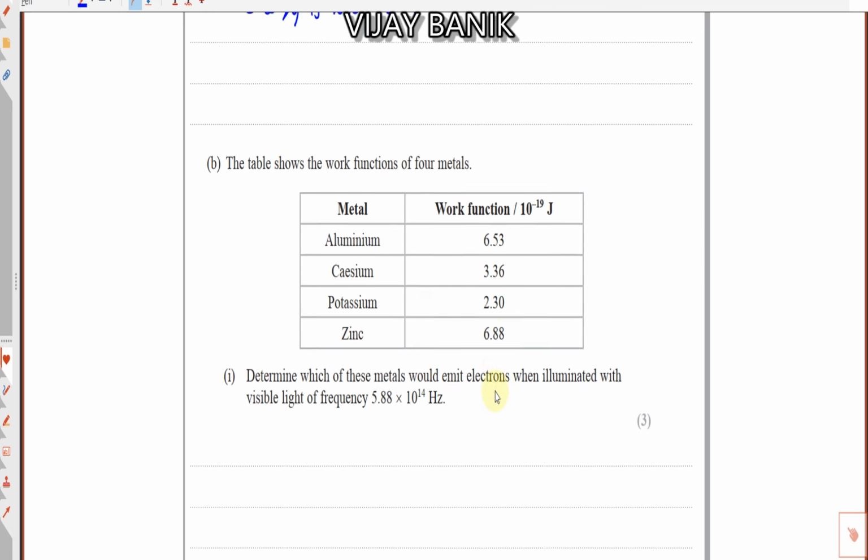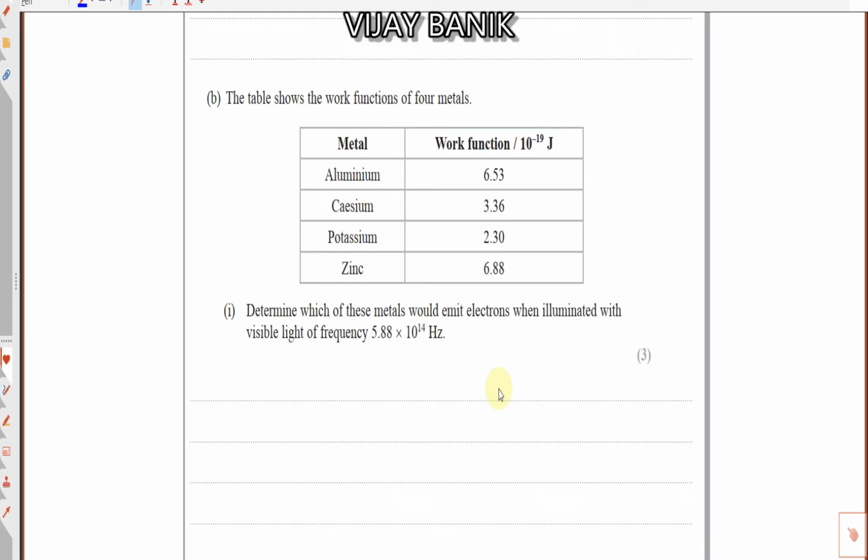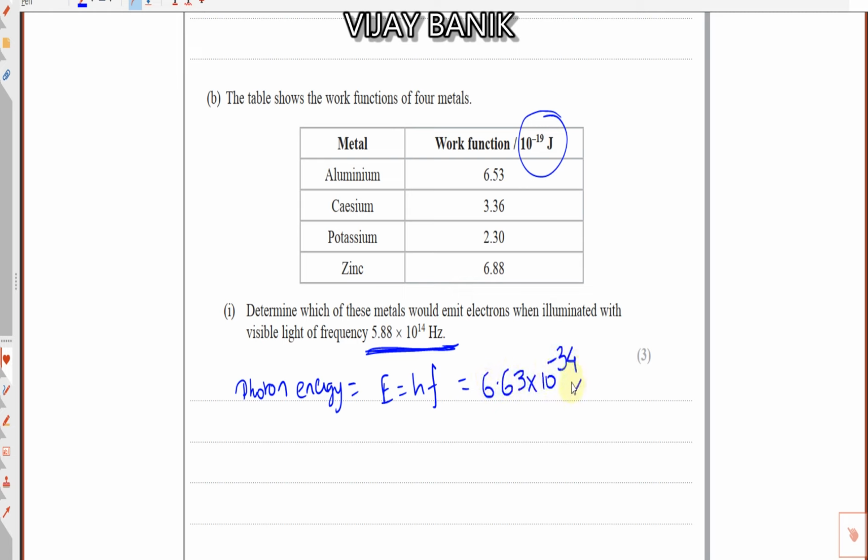Very important line. Okay, now they give you aluminum, cesium, potassium and zinc's work function. You can see zinc has the highest work function. Okay, now it is 10 raised to minus 19 joules. Determine which of these metals would emit an electron when illuminated with a visible frequency. So out of this, which will allow an electron to come out with this frequency. Now let us see what the photon energy of this frequency is. What is the formula? E is equal to hf. How much is h? 6.63 × 10 raised to minus 34 into frequency, 5.88 × 10 raised to 14.